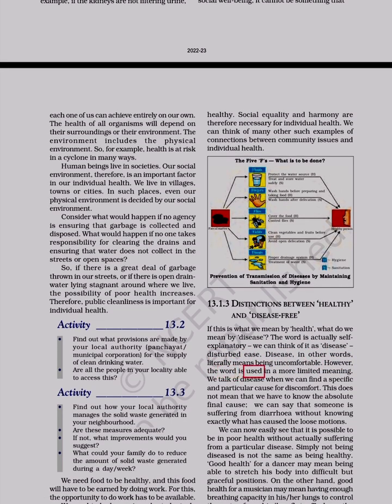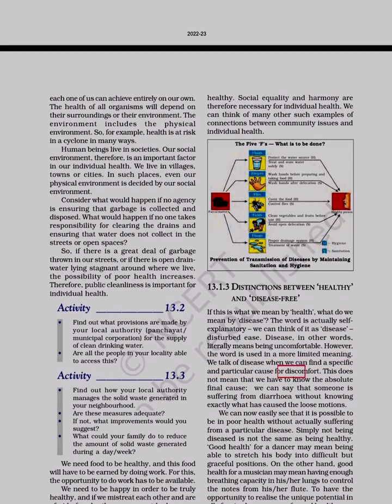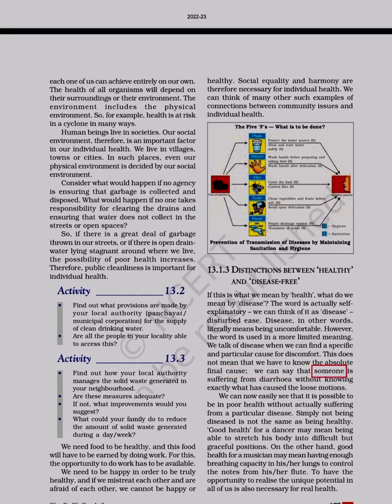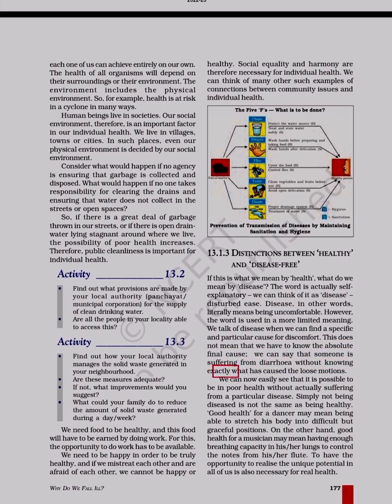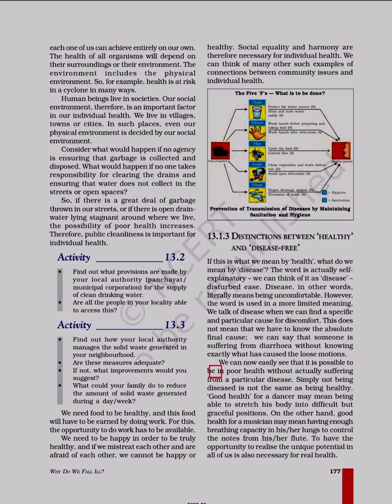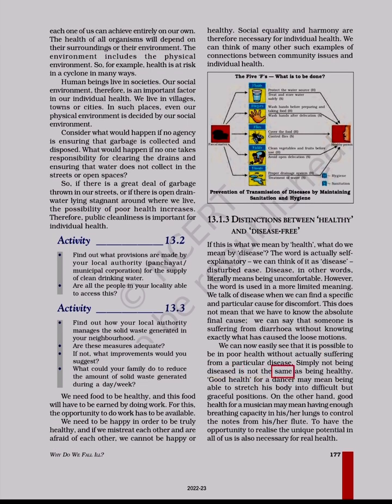However, the word is used in a more limited meaning. We talk of disease when we can find a specific and particular cause for discomfort. This does not mean that we have to know the absolute final cause. We can say that someone is suffering from diarrhea without knowing exactly what has caused the loose motions. We can now easily see that it is possible to be in poor health without actually suffering from a particular disease. Simply not being diseased is not the same as being healthy.